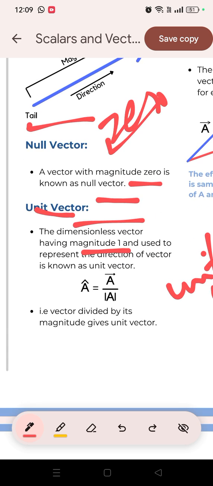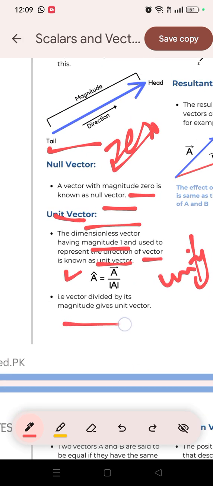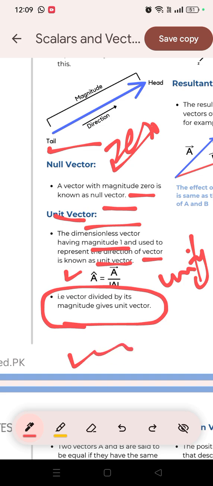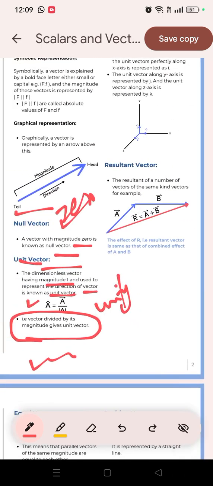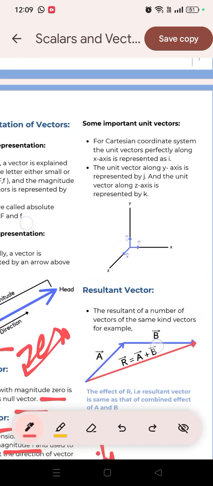If we take an example of a unit vector, A naught, which is equal to this, a vector divided by its magnitude gives a unit vector. So you can identify that when a vector is divided by its magnitude, it gives a unit vector. Okay, then we have other important unit vectors.